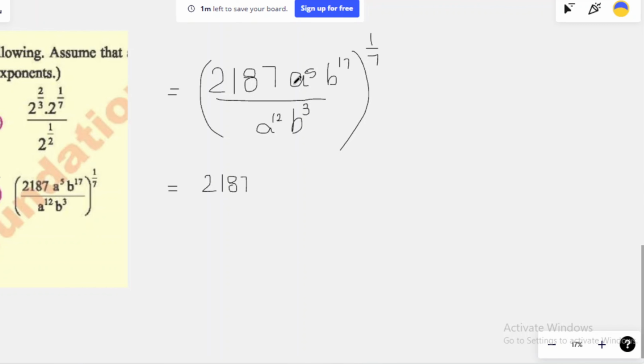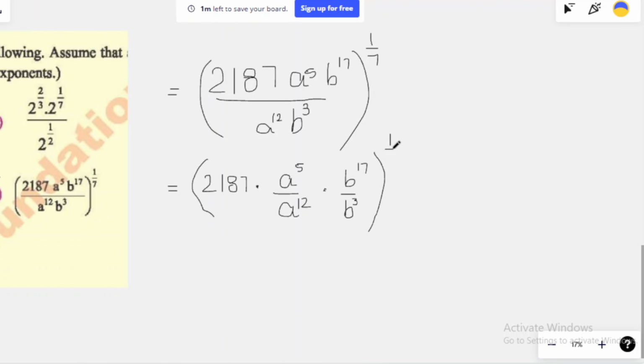But if you look at this one, this is a raised to the power 5 and this is a raised to the power 12, so it means the bases are similar and they are being divided. So I am just going to write this in a separate fraction, a raised to the power 5 over a raised to the power 12, and similarly b raised to the power 17 over b raised to the power 3 as well. Why am I writing them separately? Because we do know their bases are similar and they are being divided, so the powers are going to be subtracted, and this whole thing raised to the power 1 over 7.